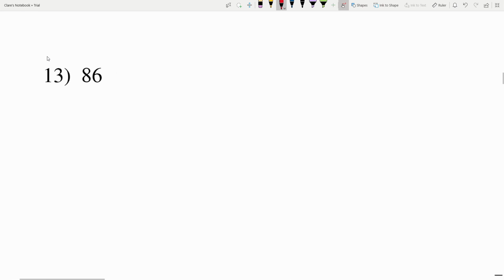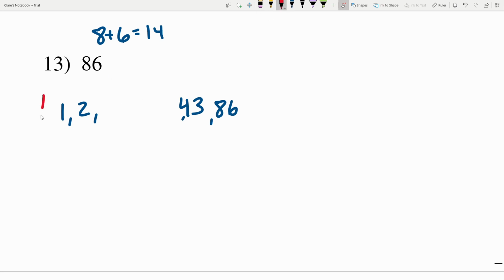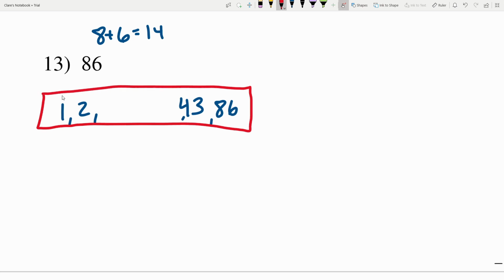Now on to number 13, 86. It's divisible by 1 and 86. It's also divisible by 2. 2 times 43 gives me 86. 8 plus 6 equals 14, which is not divisible by 3, so that eliminates a lot of other things. That eliminates 3, 6, 9. It's not divisible by 5 because it doesn't end in 0 or 5. I know it's not divisible by 4, so I can check a few others, but 1, 2, 43, and 86 are my only factors of 86.